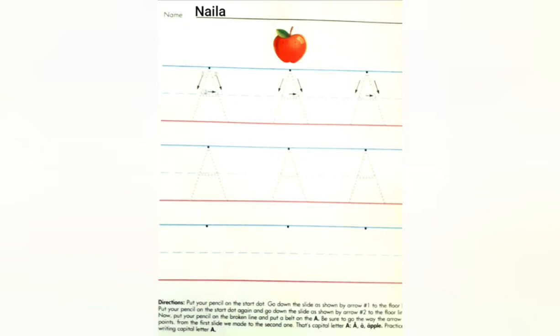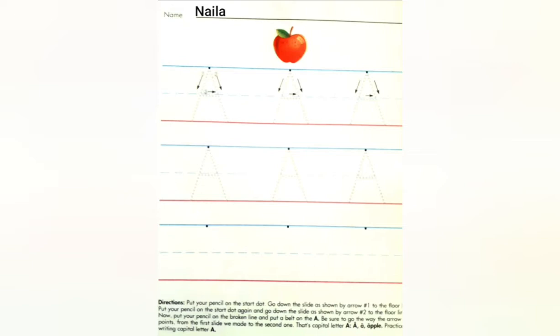And now we're going to write the uppercase letter A. Now remember the two sounds for letter A. Let's say the sounds again. The short sound is A. Very good. And the long sound is A. Well done. Now, how do we write the capital A?